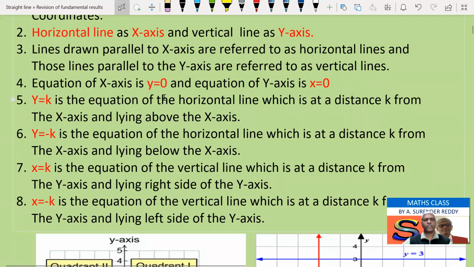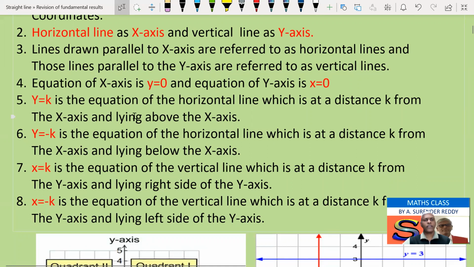Equation of x axis is y is equal to 0 and equation of y axis is x is equal to 0. Every point on x axis will have y coordinate as 0, and every point on y axis will have x coordinate as 0. So that's why the equation of x axis is y is equal to 0, and the equation of y axis is x is equal to 0.